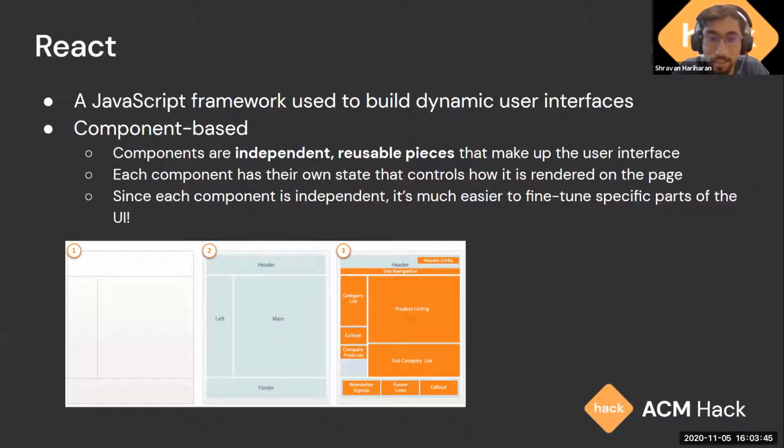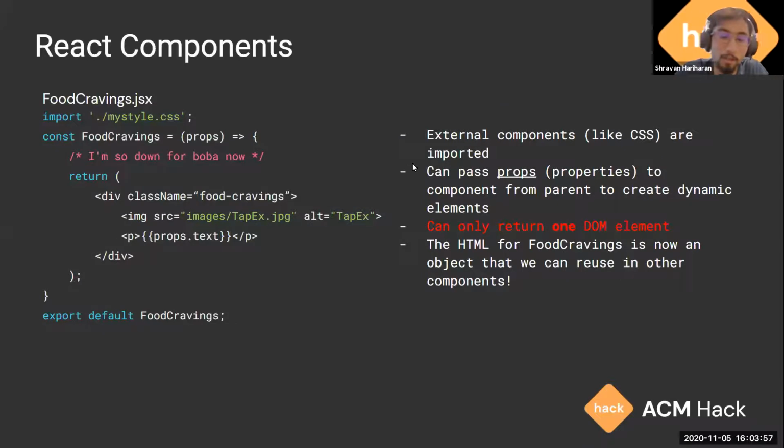Like it mentions, each component has its own state and that controls how it's rendered on the page. And since it's independent, we can tune certain components and not others and still have our full application functioning. So for an example component, we walked through this last time. But here's the infrastructure of a component. We declare it with a function. You can use arrow notation or just standard functions, but we use arrow notation. And we pass in something called props.